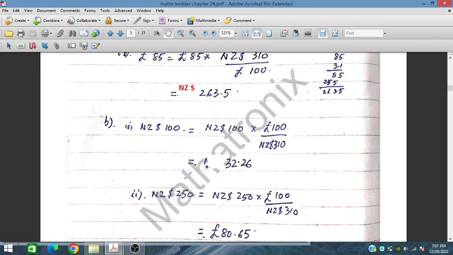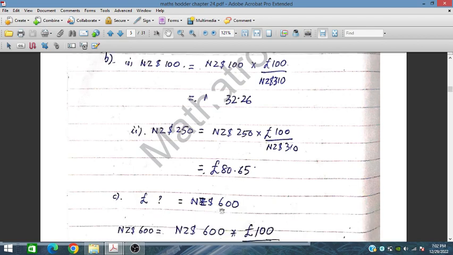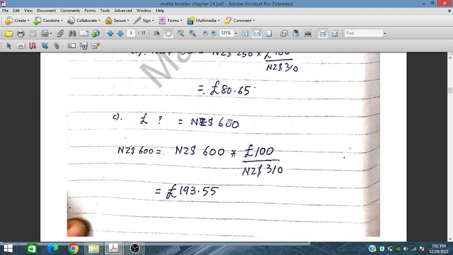This is pound, 32 pounds. So 100 New Zealand dollars is equivalent to 32.26 pounds. Similarly, $250 is equivalent to this; the New Zealand dollar will cancel, and on simplification we have 80.65 pounds. And similarly for this one, 600 New Zealand dollars can be converted to pounds, and is obtained as 193.55 pounds.